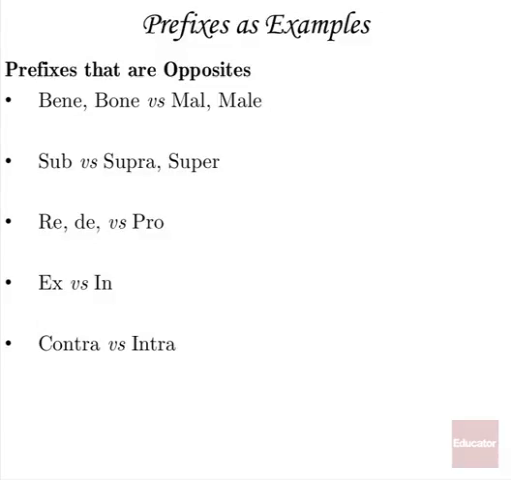Now, let's get into some serious actual prefixes that you're probably not going to recognize as intuitively as the examples I've given you before. Here are some prefixes that are opposites. Bene or bone, sometimes just bon, means good, wonderful, happy, great. The opposite is mal or male, and I don't need to tell you what that means. Submarines go under the water. A supermarine flies in the air.